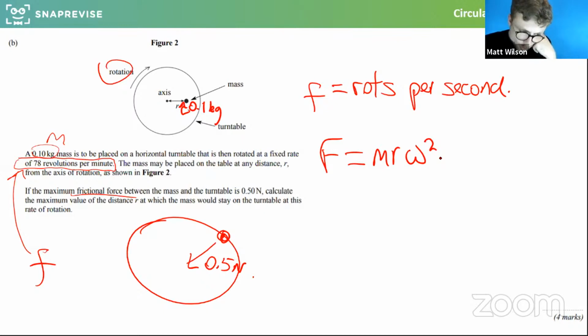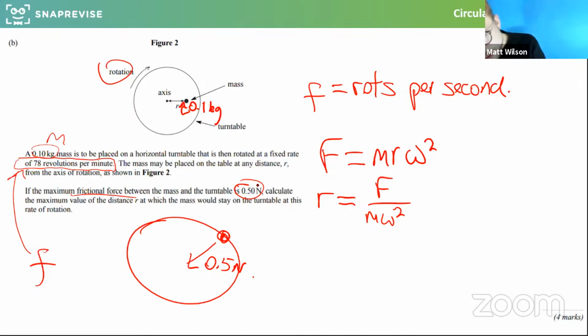Okay, so we know we want to figure out R. So let's rearrange for R. R will be equal to F divided by m omega squared. And then we say, do we know the mass? Yes, we do. Do we know the force? Yes, we do. So what we need to know is omega. Now, omega is given by 2 pi times F. So if we know the frequency, we know omega, and then we know R.